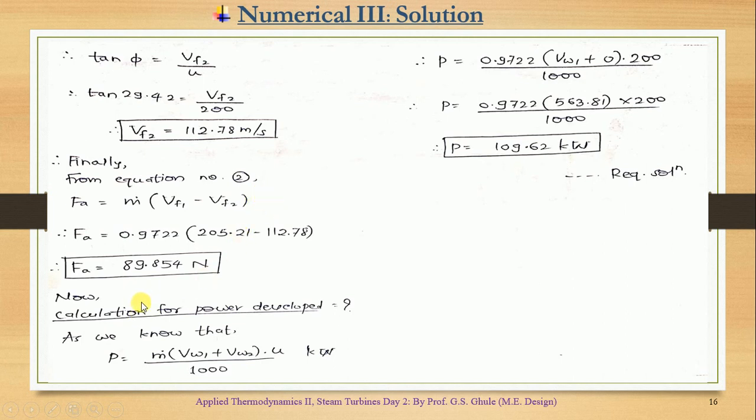Now we need to calculate the value for power developed. We know the formula for power is m dot into bracket VW1 plus VW2 into U upon 1000. As the discharge is axial, this VW2 will be 0. We have calculated the value for VW1. This mass flow rate is in kg per second, as we have divided by 3600. This U is given in the problem. So if you simplify this, your value for power will be 109.62 kilowatt.